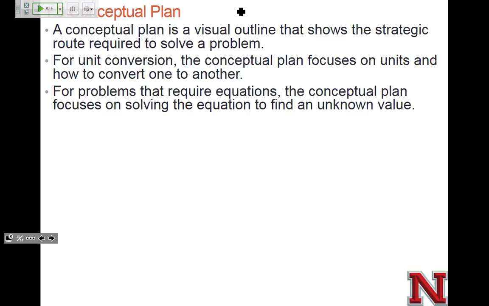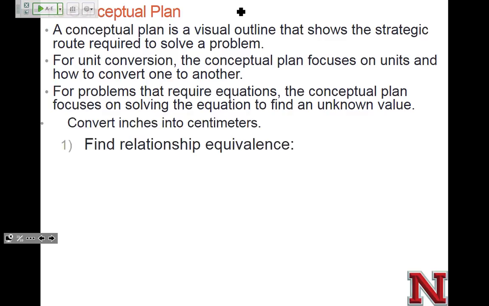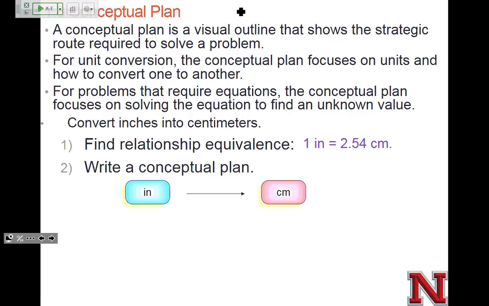With equations, our conceptual plan will typically focus on our equation. So fairly simple. For example, if we want to convert inches to centimeters, first I have to find a relationship. Do I have a relationship between inches and centimeters? Here's one: 1 inch equals 2.54 centimeters. So I have that relationship. So my plan would be, I want to take inches to centimeters.